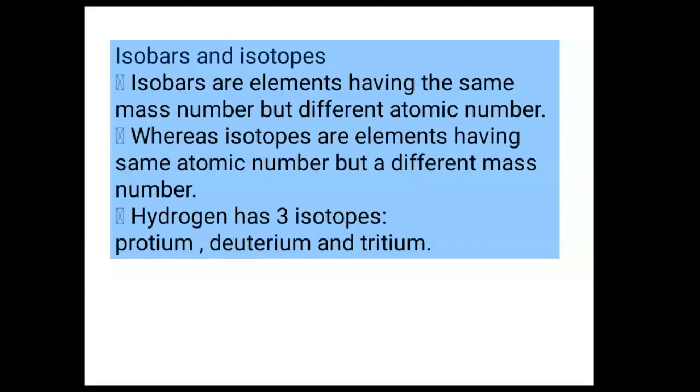Whereas isobars are the atoms of different elements having same mass number but different atomic number. For example, argon, potassium K, calcium Ca. So argon, potassium, calcium are isobars.